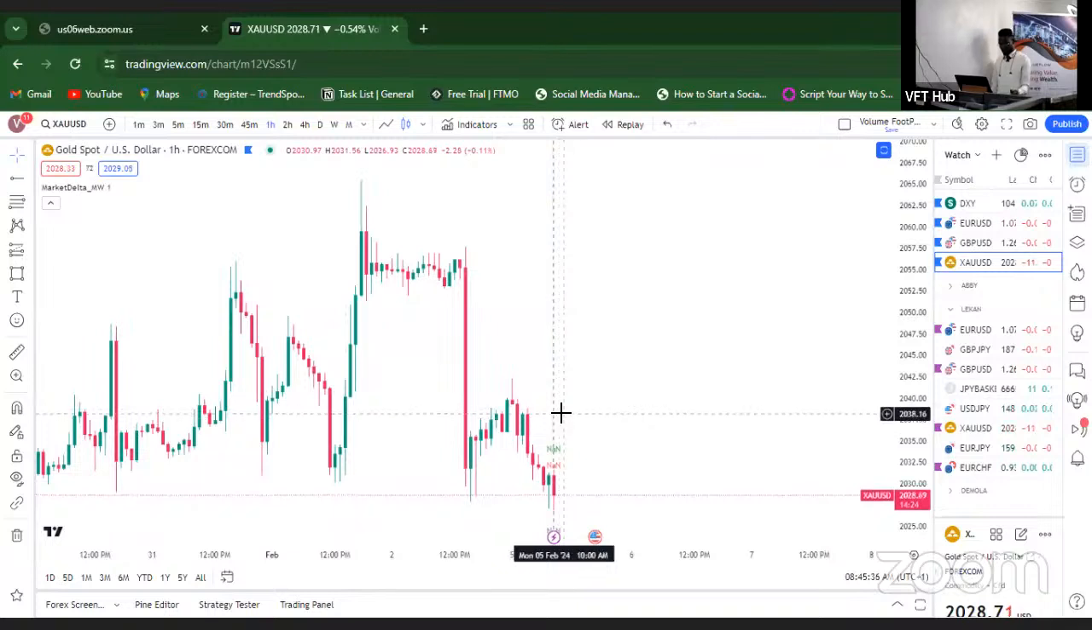So if I want to short, I will be willing to short around the 2038 level, somewhere around this place, if I truly want to short. But currently now, that's what price is doing.